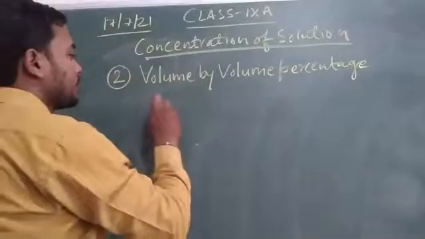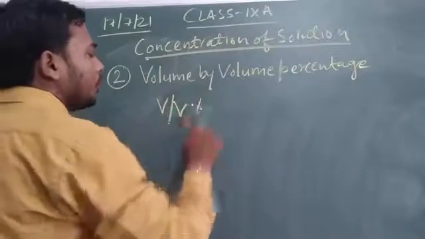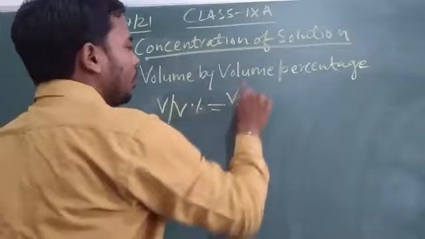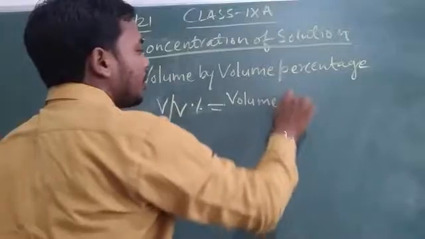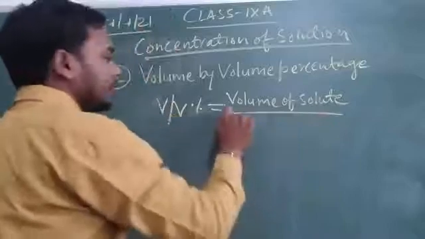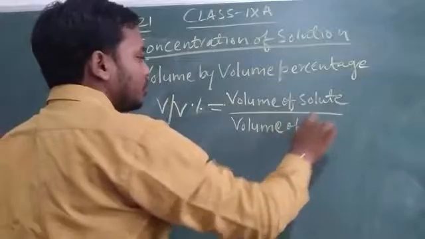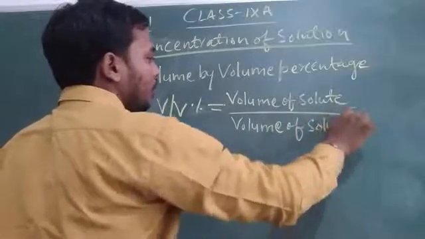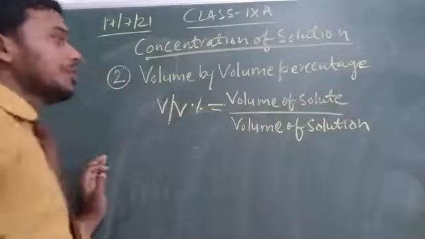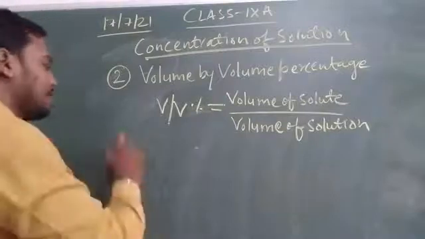Volume by volume percentage is expressed as volume by volume percentage is equal to volume of solute divided by volume of solution.